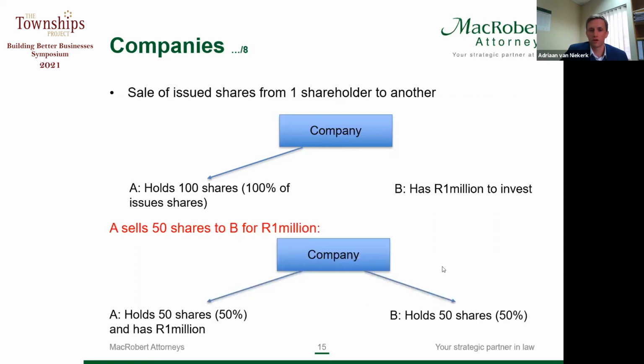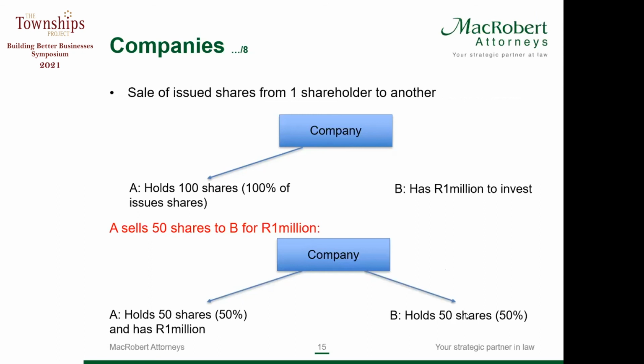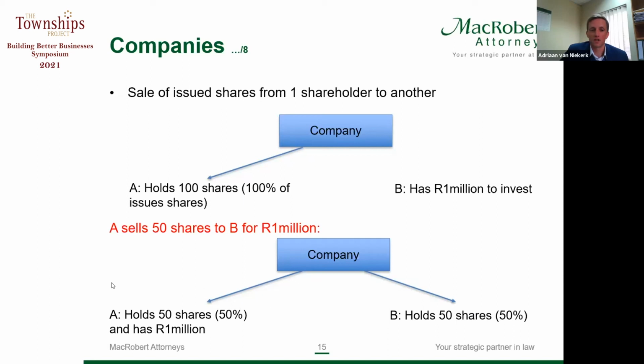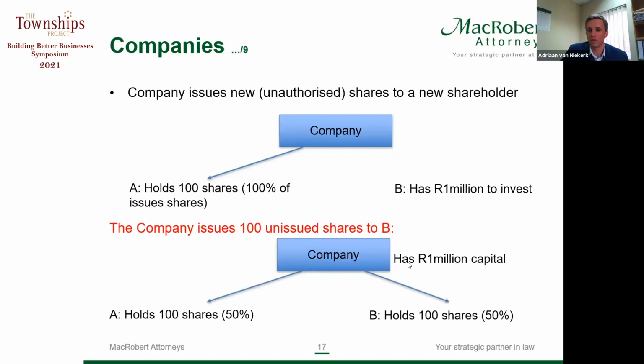For the first scenario, rather, B will pay the money to A, but on the agreement that A will loan the money back to the company as a loan. A might not have the funds in his pocket, but he does have the asset of a loan against the company, which will be repaid hopefully in due course. And B has the benefit that the company in which he now owns shares has the R1 million capital to expand his business.